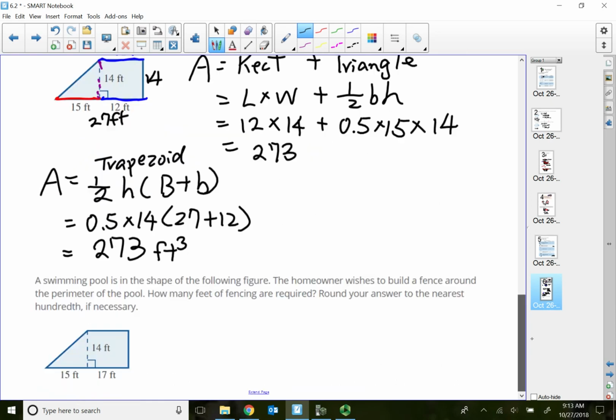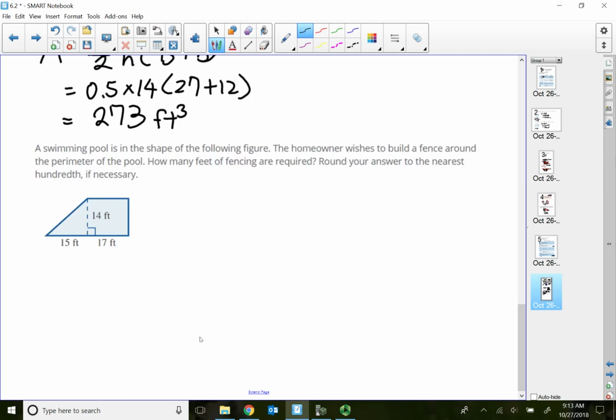All right, I'll give you the same picture. But this time the homeowner wishes to build a fence around the perimeter. So that means this time I need all the sides. Right? And if I need all the sides, down here is 22. This side on the outside is 14. So now if I look at this as a rectangle, then this is 17 up here. So the only missing side is this side.